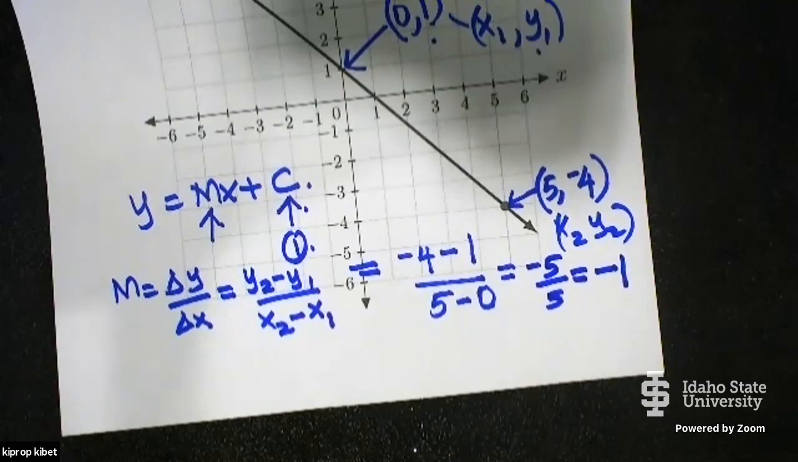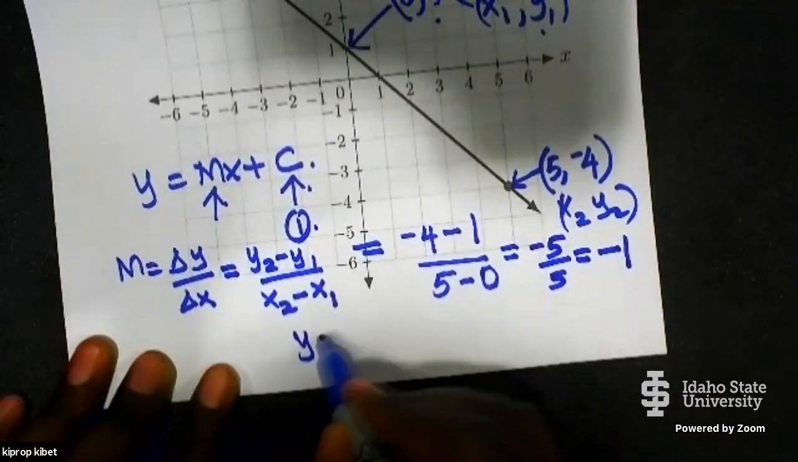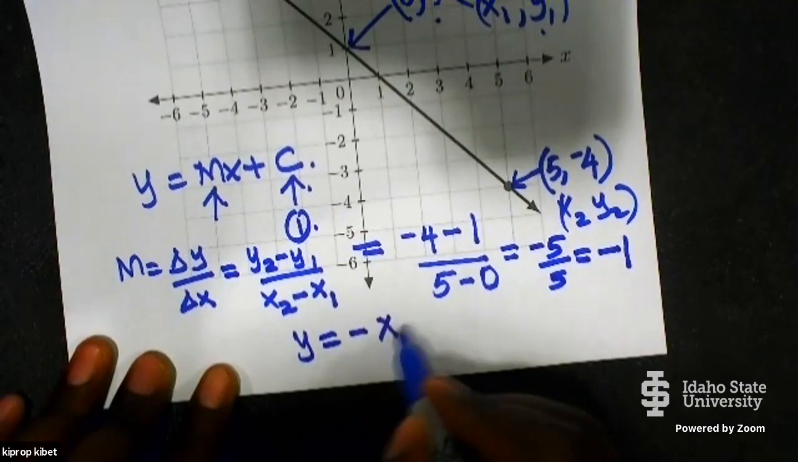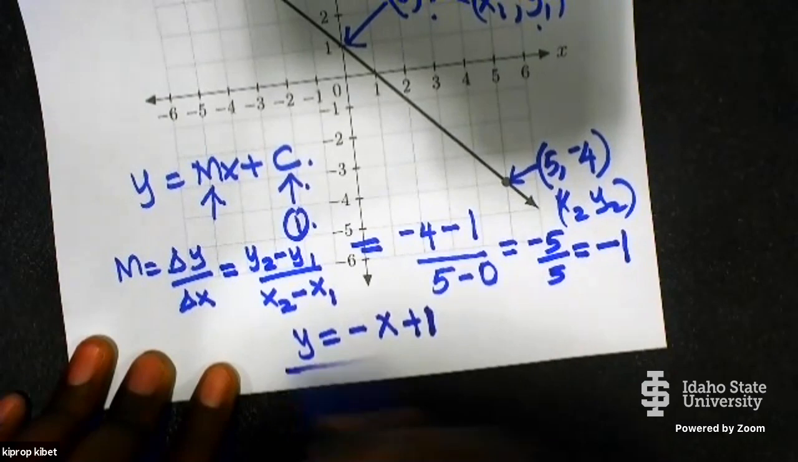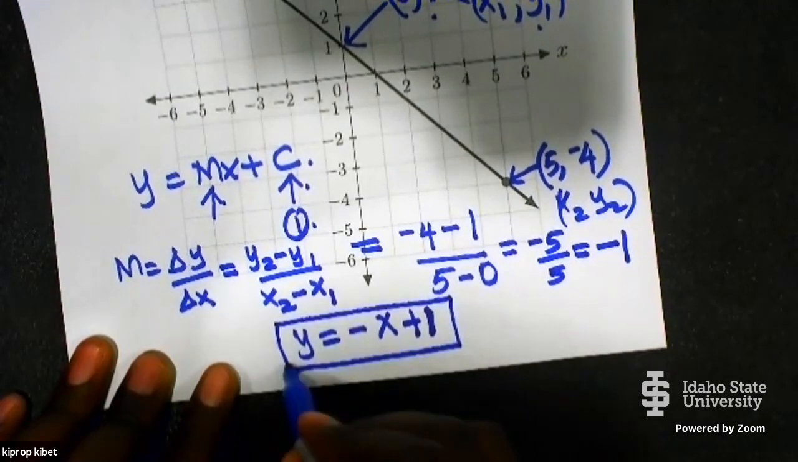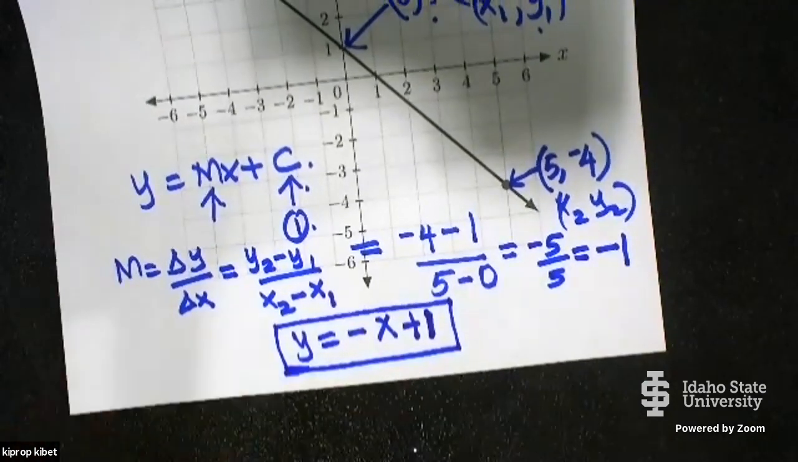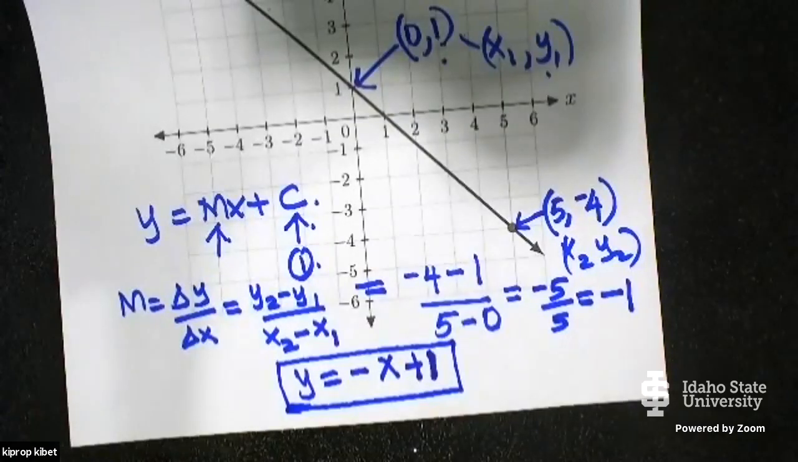So what is our equation of the line? y will now be equal to minus x plus 1. So that is the equation of that line. Are we together? Okay.